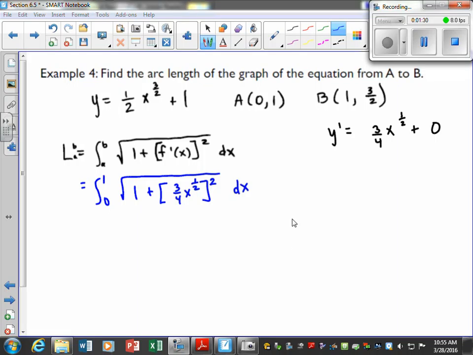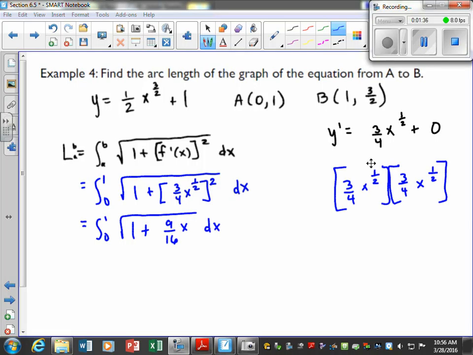Okay, let's see what we can algebraically simplify first. Go ahead and square this term. Okay, we multiply them out over here. 3 times 3 is 9. 4 times 4 is 16. When you multiply like bases, add the exponents. So it simplifies to this.